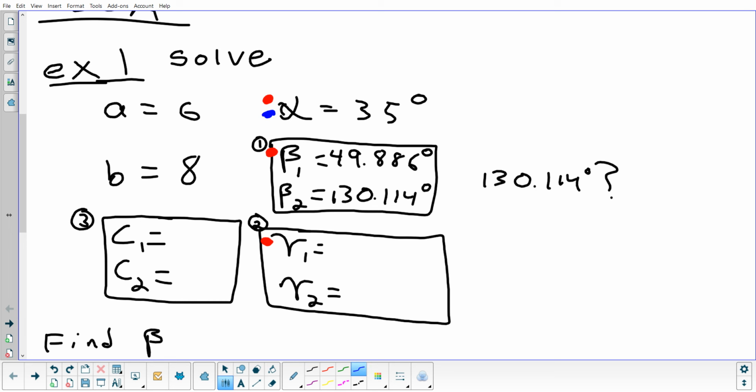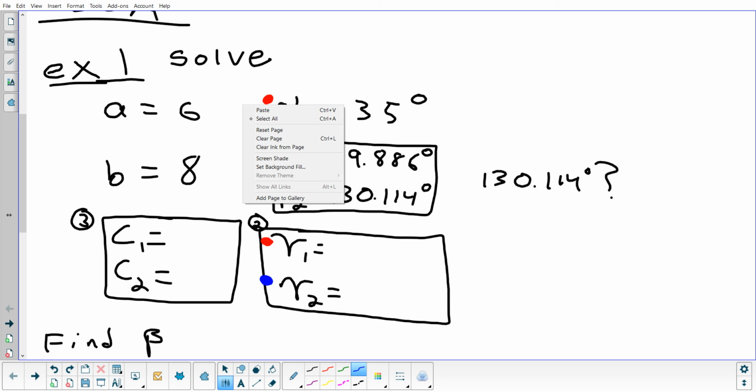The other problem has alpha, beta 2, and gamma 2. Those are the three angles in the blue problem. So we have 3 red, 3 blue. Notice alpha's in both. Anything that's given to you is an angle that is shared in both problems.